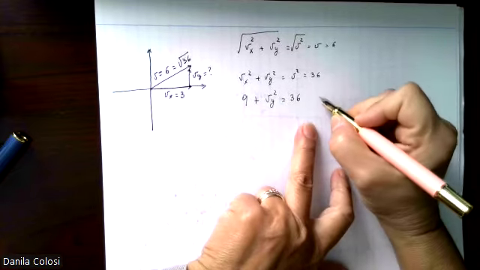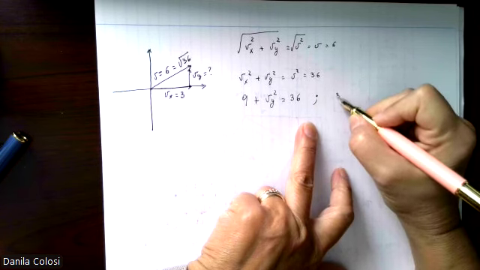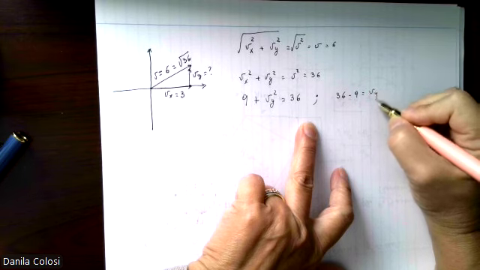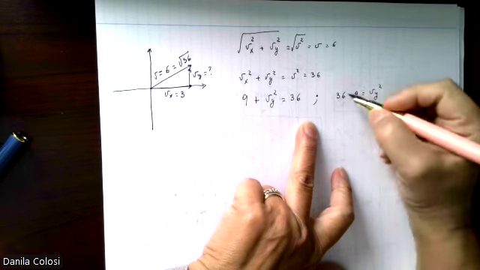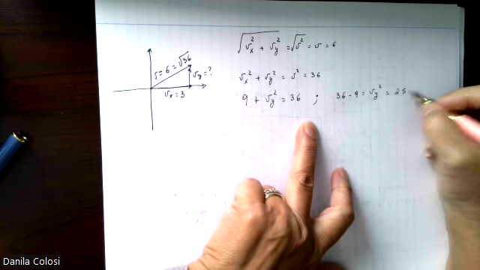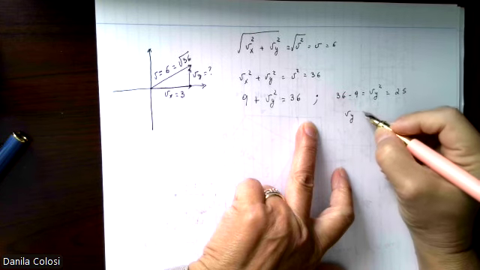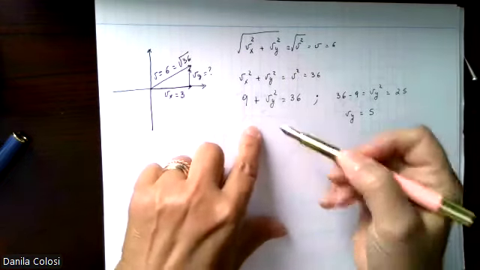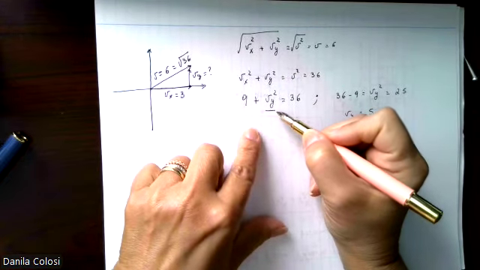Okay, elementary, Watson, right? So now you go 36 minus 9. This is equal to Vy squared, okay? So this should be 25, which means your Vy is equal to 5. Too fast? So how do you isolate this?